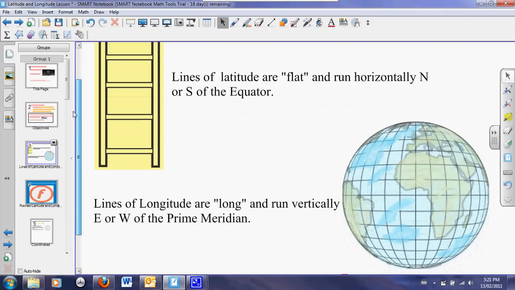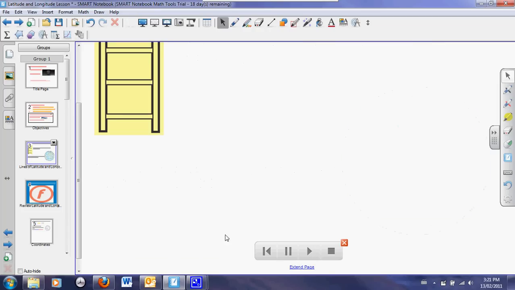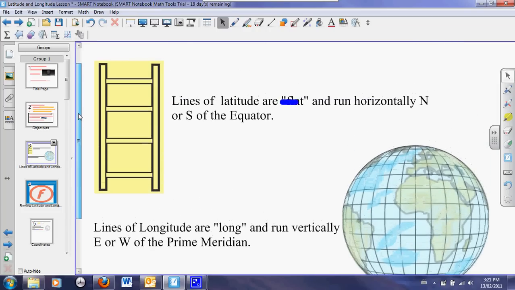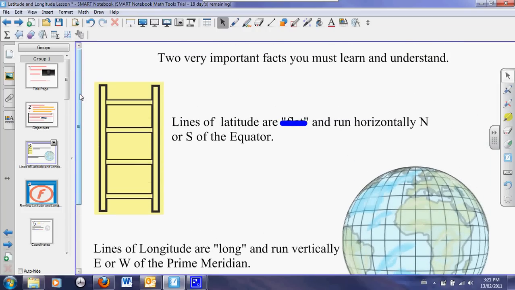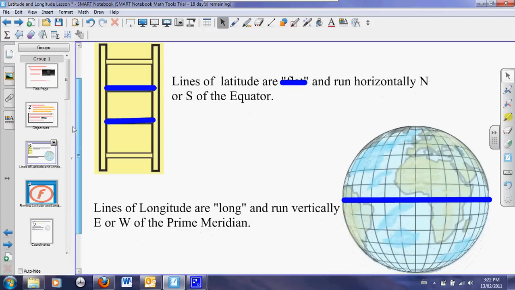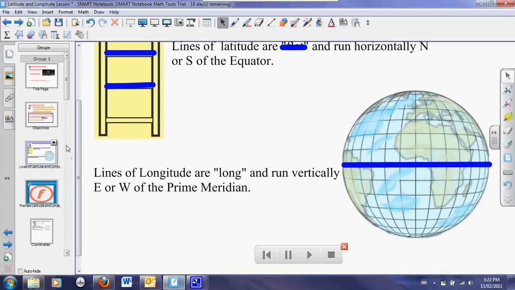So if I move ahead here, this frame gives us a good review on how the lines of latitude and longitude run. In the blue here, it's indicating lines of latitude, and they run north and south. They always go across, they're always mentioned first, and they're always attached to north or south. Lines of longitude, on the other hand, indicated in yellow, always run vertically, and they have east and west attached to them, and their starting point is the prime meridian.